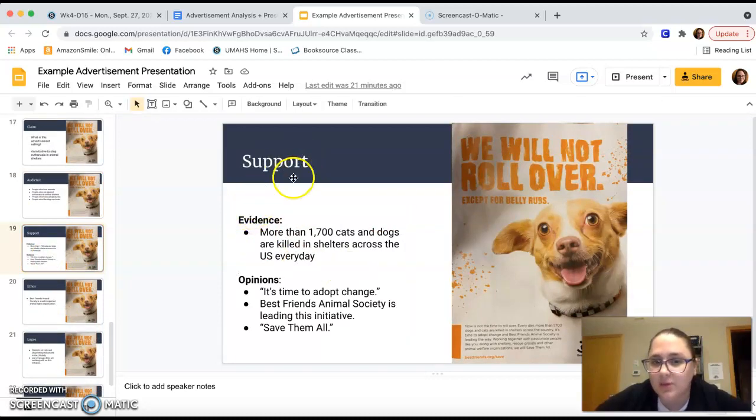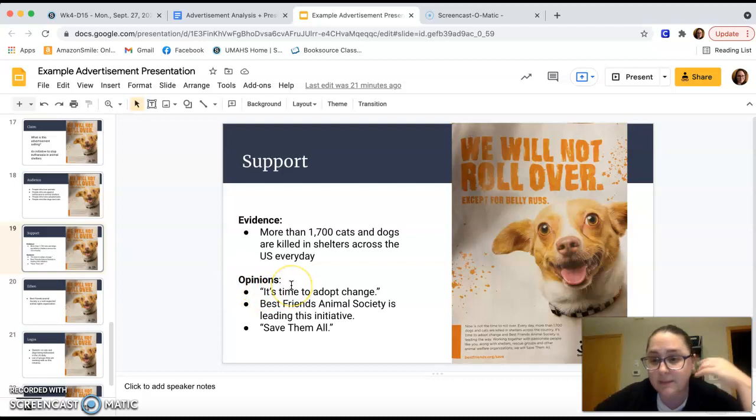Now the support, here we go. Remember there's that question. Now we're looking for evidence and opinions. So remember, evidence is facts. Remember to look in your interactive notebook, in your reference flip guide, if you need to find the definitions for these words. But the evidence is facts, okay? So the evidence to support the stopping of euthanasia in animal shelters is they're talking about how more than 1,700 cats and dogs are killed in shelters across the US every day. That's a fact that they've put in there, and that is part of their evidence, okay?